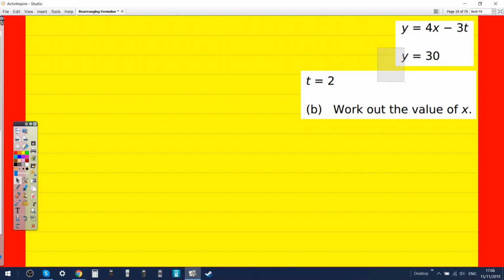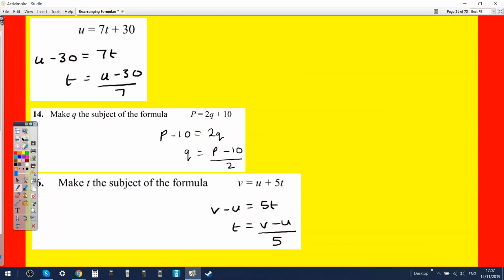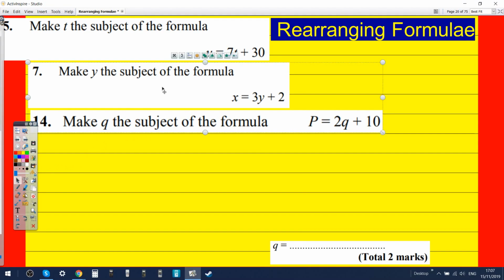Okay, how about this one? So Y equals 30. So 30 equals 4X minus 6. So plus 6 on both sides. You get 36, and then 36 equals 4X. 36 divided by 4 is 9. So X equals 9. That's great. So how would you do the top one?